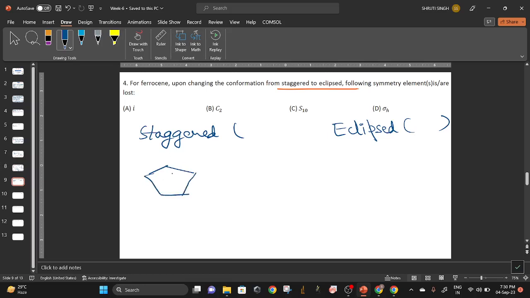So it will be staggered like this. Two pentagons kept twisted by an angle of 36 degrees, I think. So what is the point group for this one? I think eclipsed one is fine, right? What is eclipsed? Same angle. Yeah, same angle. But what will be the point group?